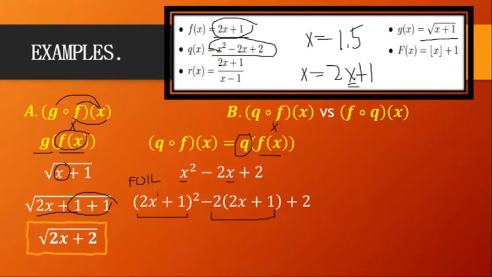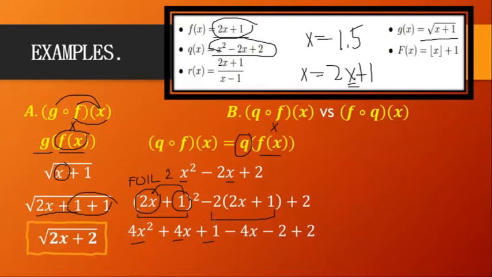Okay? So, una, square natin yung first term. 2x times 2x, that's 4x squared. Pangalawa, squared natin yung last term. 1 times 1, that is positive 1. Okay? Paano naman po yung middle term? Sa middle term, ang ginagawa natin, imumultiply natin ang first dito sa last. And then, tsaka natin imumultiply by 2. So, 2x times 1, that's 2x. Multiplied by 2, that's 4x. So, our answer in this section is 4x squared plus 4x plus 1.